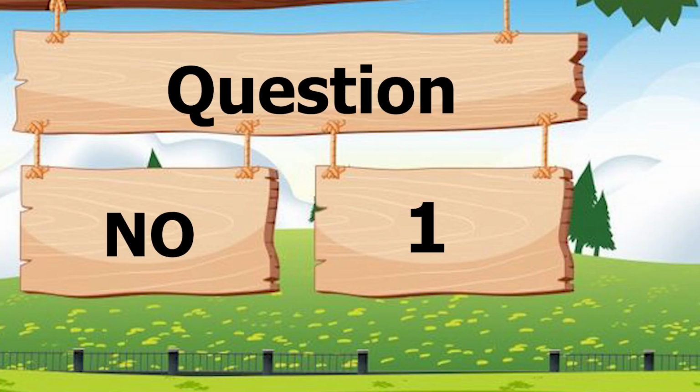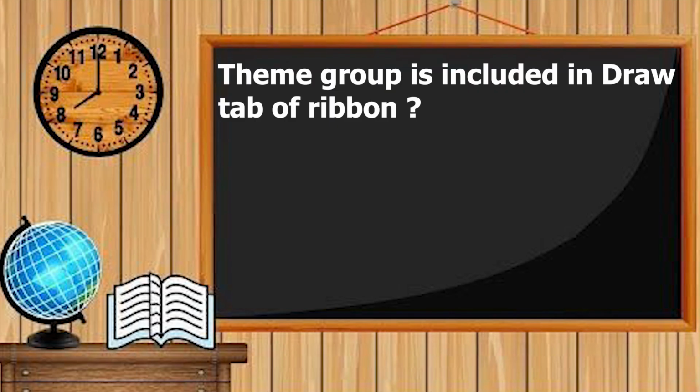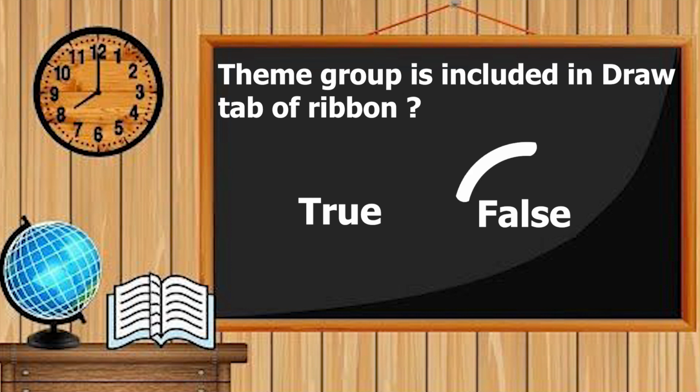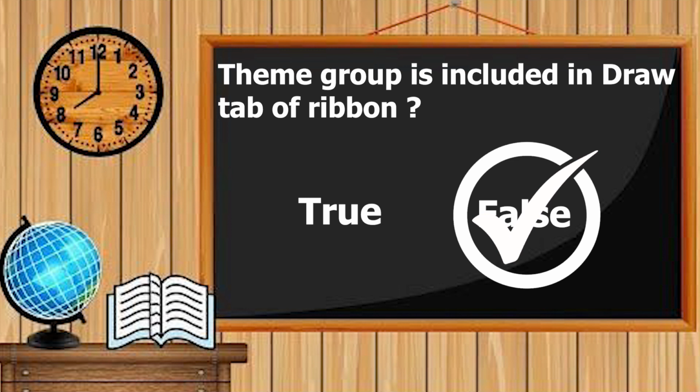Alright kids, it's time to put your knowledge to the test and see if you have been paying attention or just daydreaming about pizza. Let's have a quiz to see what you have learned so far. Question number 1. Theme group is included in the Draw tab of the ribbon. True or false? If your answer is false, then you are correct. The theme group is included in the Design tab of the ribbon, not in the Draw tab.